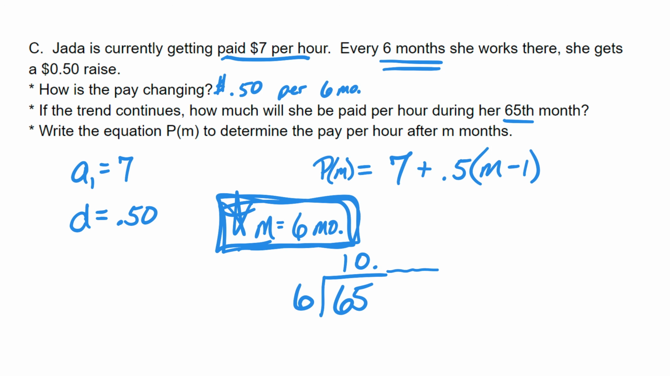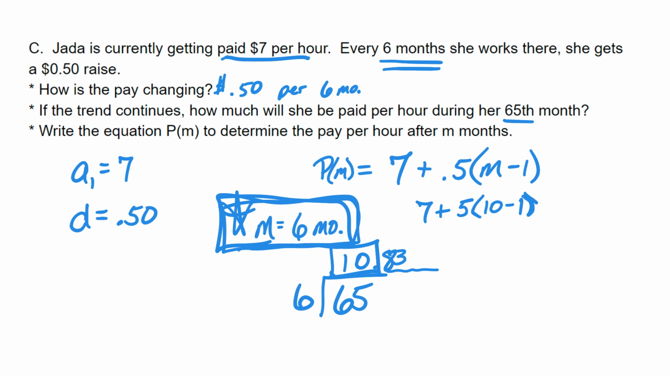We're doing 65 divided by 6. The number is actually 10.83. Well, that number rounds up. Yes, but that's not how she's getting paid. Every 6 months, so she's only had 10 6-month intervals. So that will be our plug-in value. She's had 10. But we have to minus 1 because they don't give her that pay. They don't give her that pay for the first 6 months.